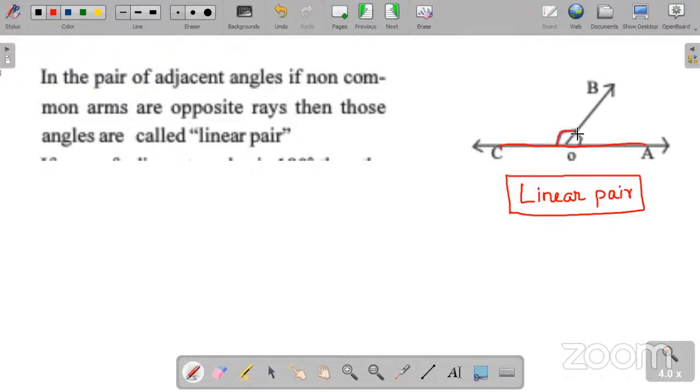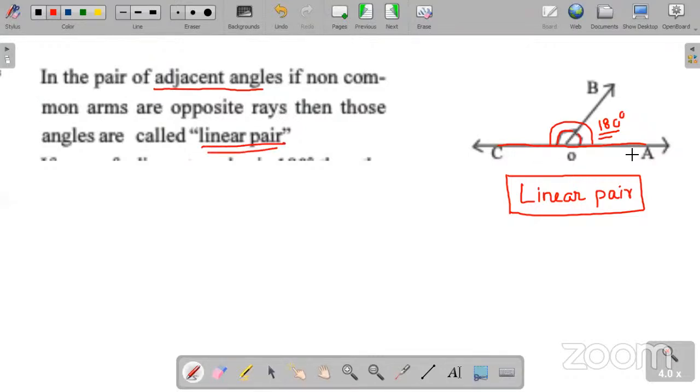These angles are adjacent angles, and one more criterion: the sum of these two angles is 180 degrees. So if the sum of two adjacent angles is 180 degrees, then the pair of angles is said to be a linear pair. In a pair of adjacent angles, if the non-common arms OA and OC are opposite rays, then those angles are called a linear pair.